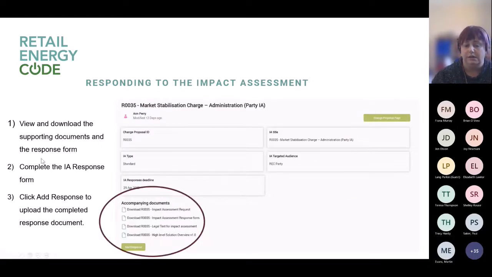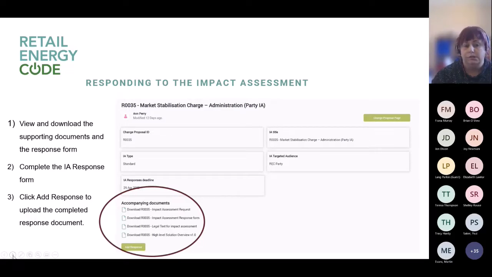So this is how the impact assessment page looks. Within the accompanying document section, you'll see there is an impact assessment request, with the background, what the questions are, and links to the information. It has an impact assessment response form, which has the specific questions that we're looking to get answered. And it also has the legal text that's been proposed and the high level solution overview.